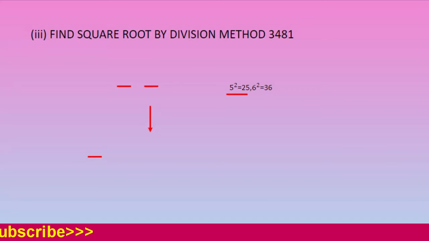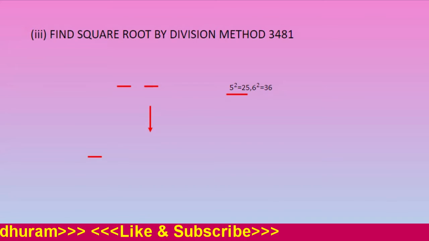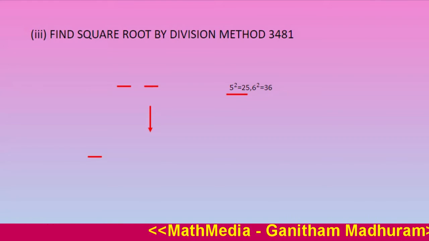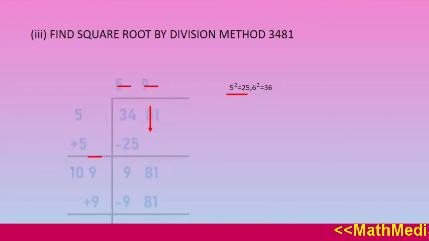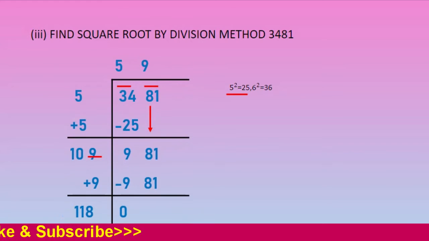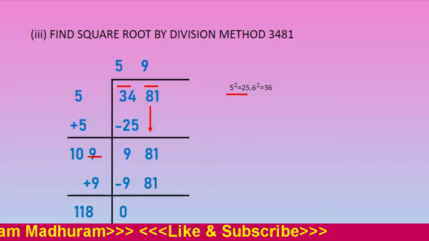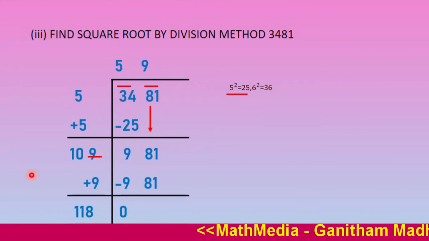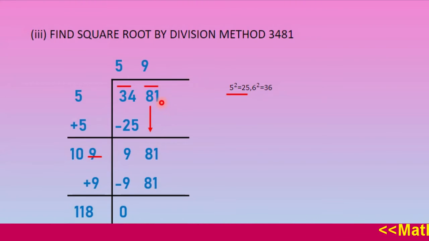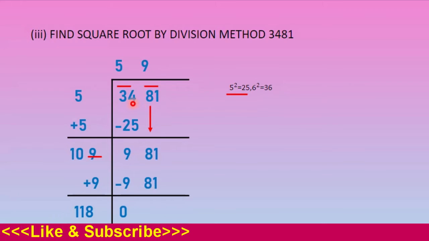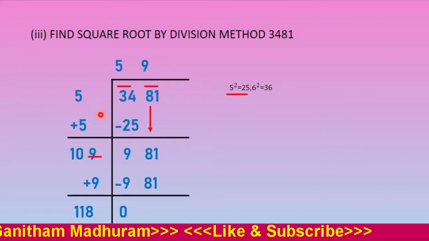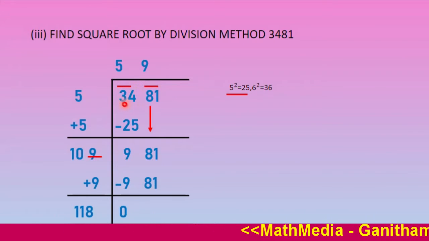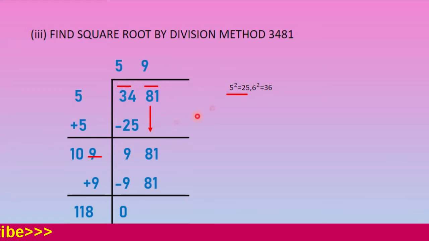Next is question number 3. Find the square root by division method. Square root of 3481. First step is to make groups of 2 starting from the rightmost place. So this is one group, this is another group. And the second step, take the first group. Here our first group is 34.